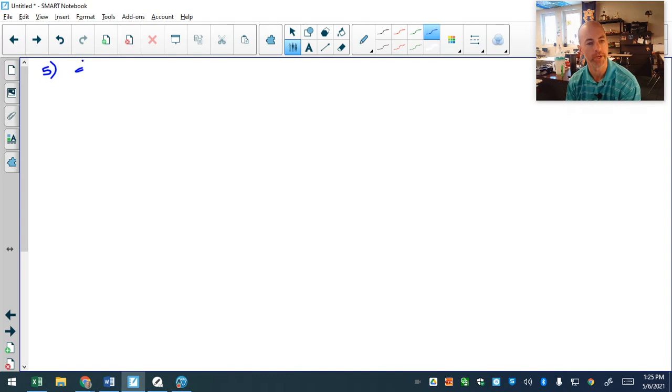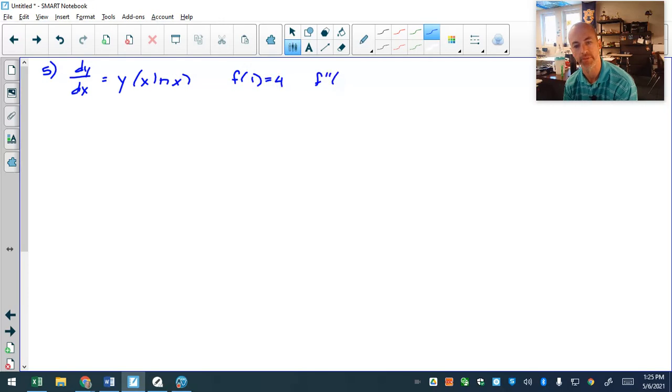Okay, so we have a differential equation, dy/dx is equal to y times x ln x. f of 1 is 4. It can be shown that f double prime of 1 is 4. That's interesting. Why didn't they just say f double prime or whatever? All right. Write the second degree Taylor polynomial for f about x equals 1, and then use that to approximate f of 2.